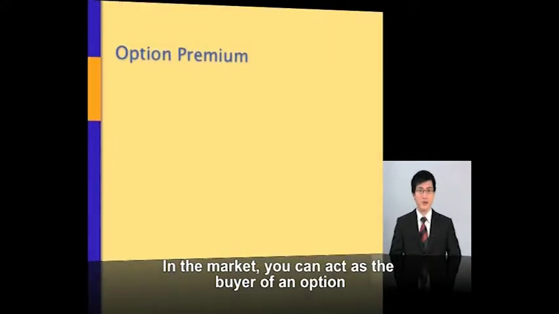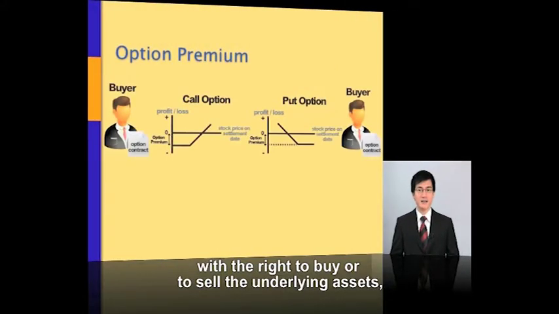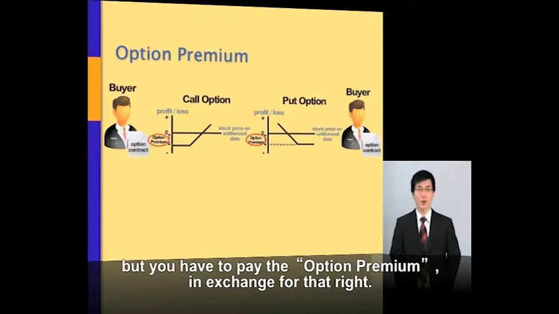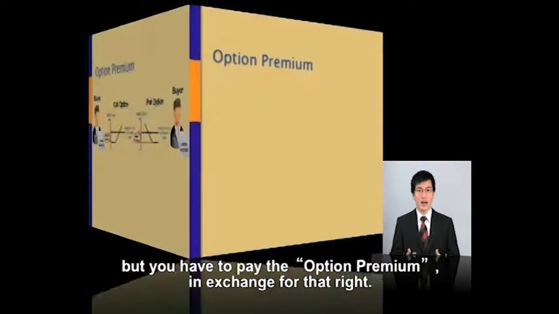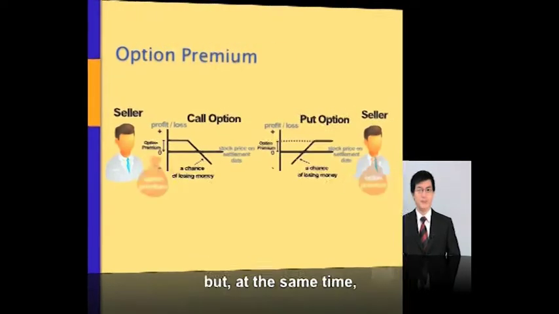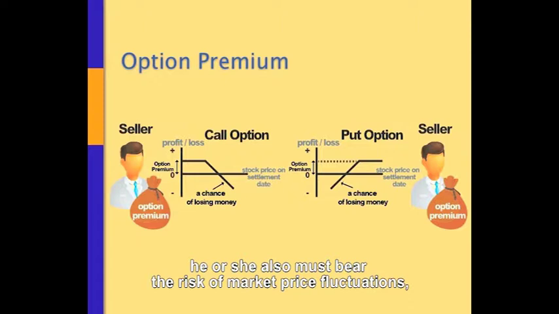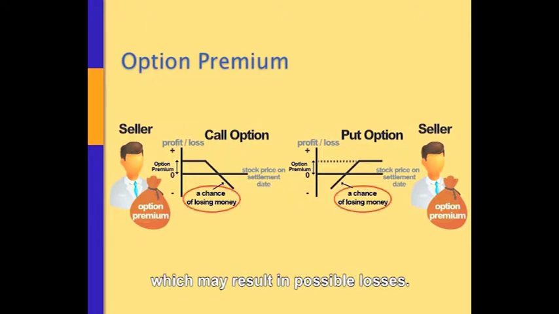In the market, you can act as the buyer of an option with the right to buy or to sell the underlying assets, but you have to pay the option premium in exchange for that right. The seller will earn the option premium, but at the same time he or she also must bear the risk of market price fluctuations, which may result in possible losses.